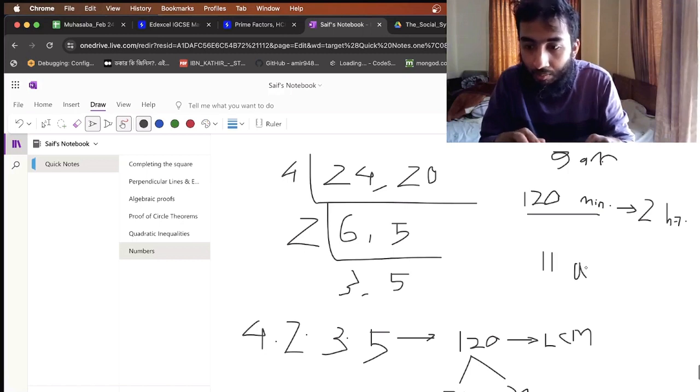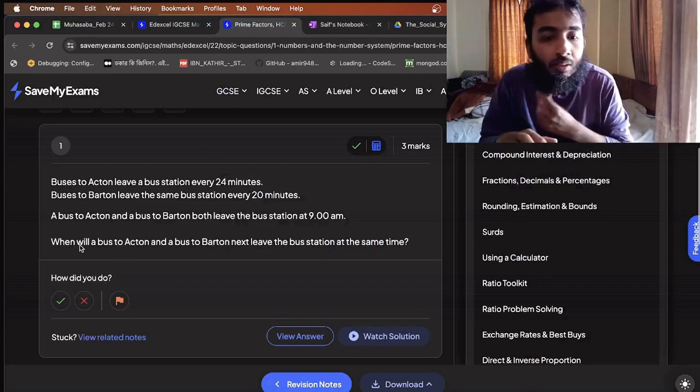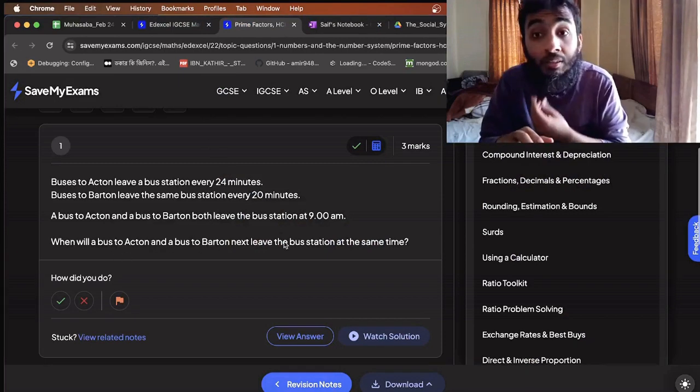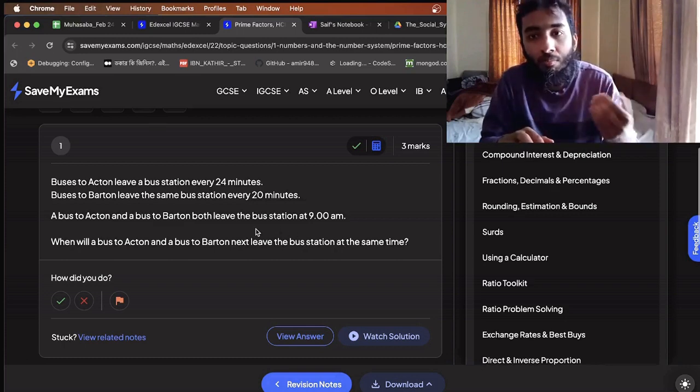So the bus to Acton and the bus to Barton will next leave at the same time at 11 a.m. This is the solution to this problem.